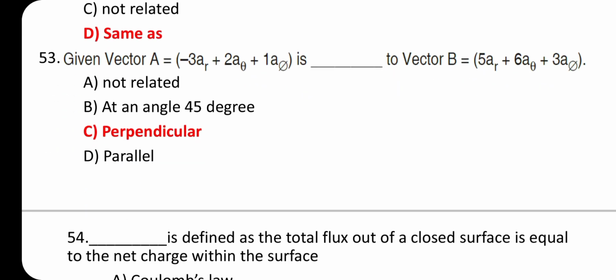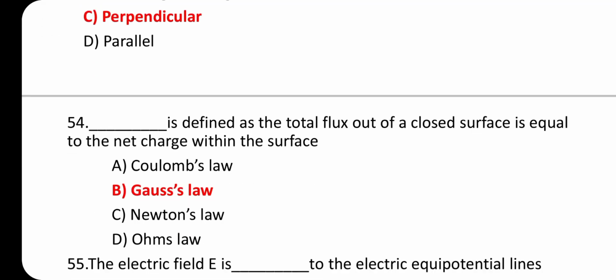Given vector a equal to minus 3 ar plus 2 a theta plus 1 a phi is dash to vector b 5 ar plus 6 a theta plus 3 a phi. Option C, perpendicular, will come.